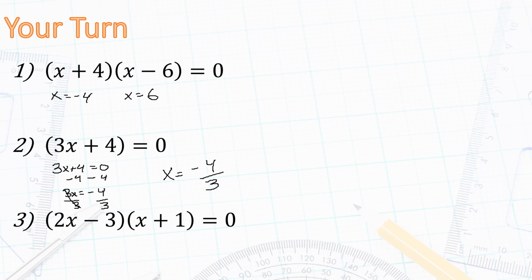And then the last one, 2x minus 3, x plus 1. The x plus 1 is easy because we can say that's minus 1. The other one we have to solve. So 2x minus 3 is equal to 0. Add 3 to both sides. 2x is equal to 3. Divide by 2. x is equal to 3 over 2. And minus 1.